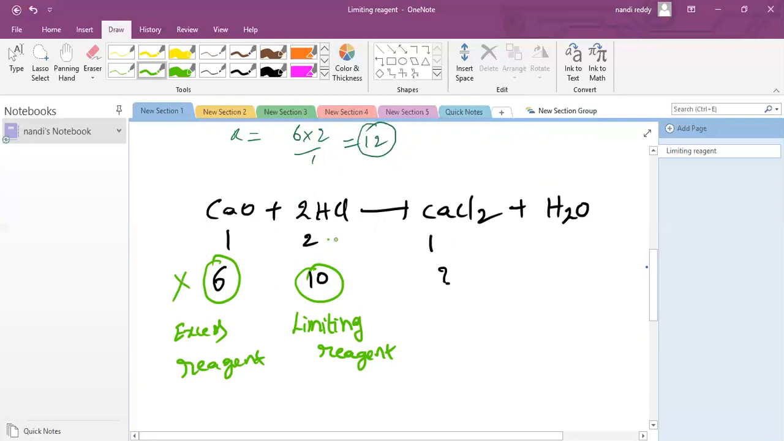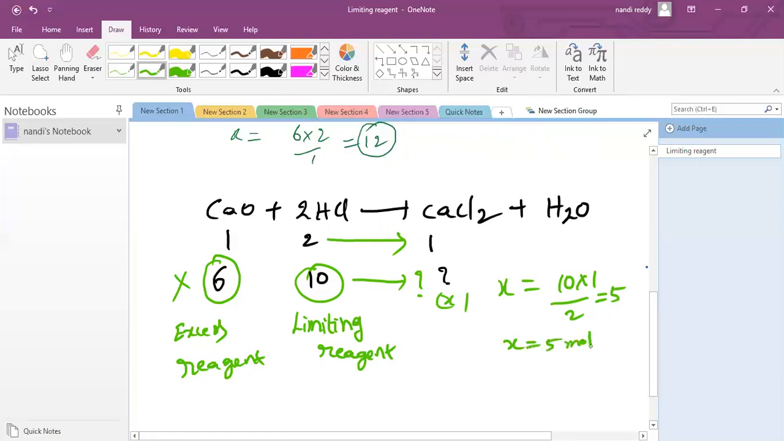Now 2 moles of HCl gives 1 mole of CaCl2. Then 10 moles gives how many moles of CaCl2? Assuming x, x equals 10 into 1 by 2, nothing but 5. So we are getting 5 moles of CaCl2. This is your answer. Okay.